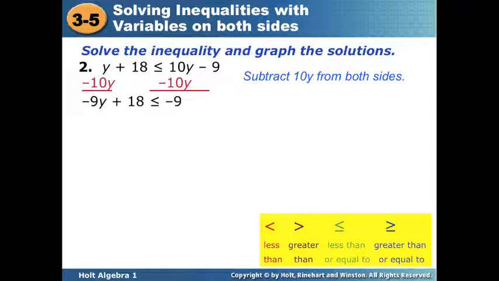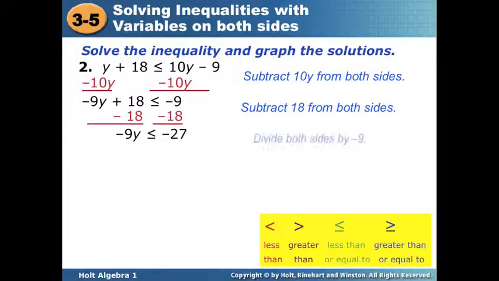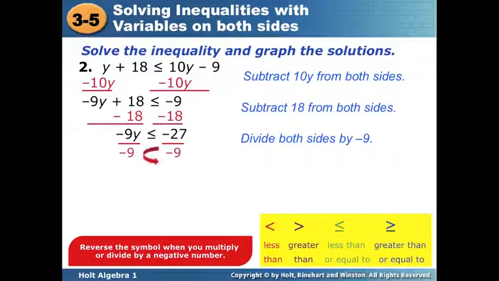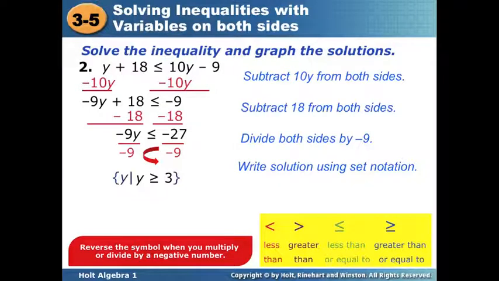And now we'll need to solve by undoing the operations. First, subtract 18. And then divide by a negative 9. Because you are dividing by a negative, you flip the direction of the inequality symbol. So y is greater than or equal to 3. And negative 27 divided by negative 9 gives us positive 3. Write your answer in set notation. It's the set of all y's such that y is greater than or equal to 3.